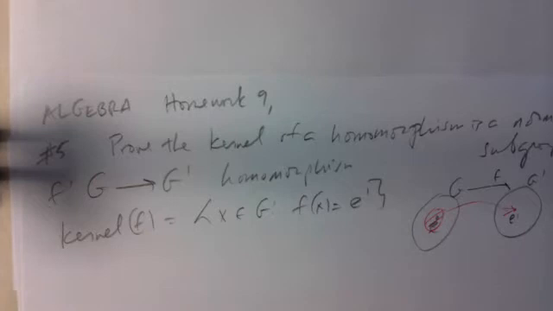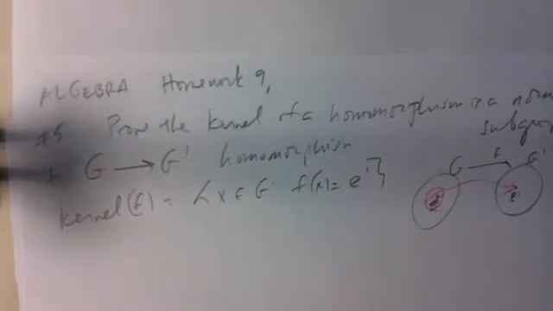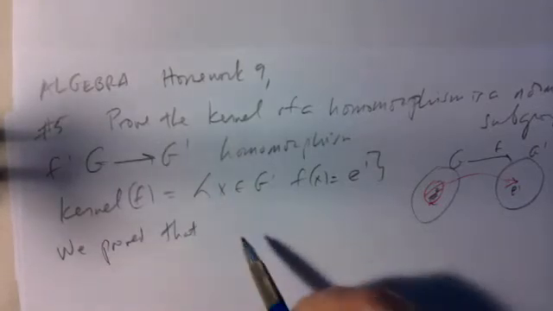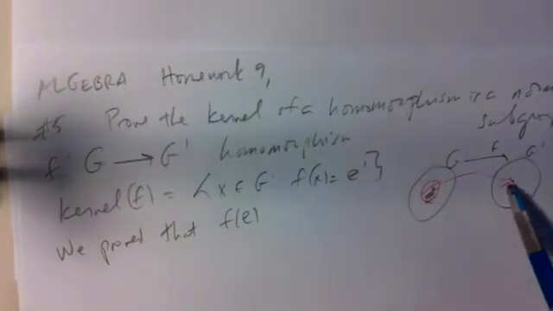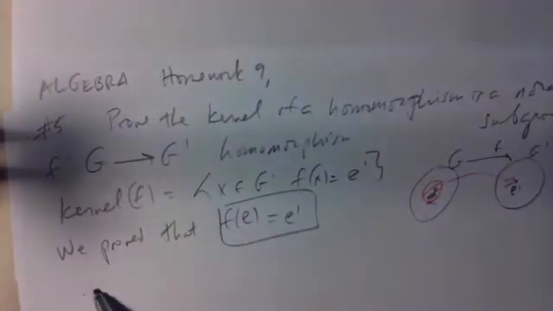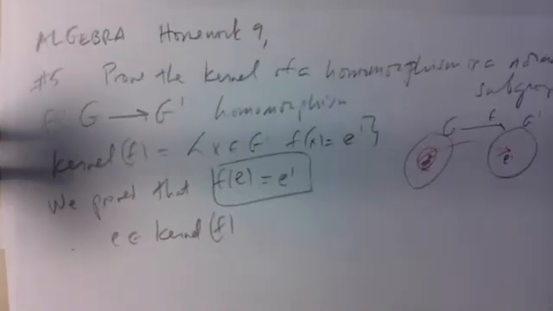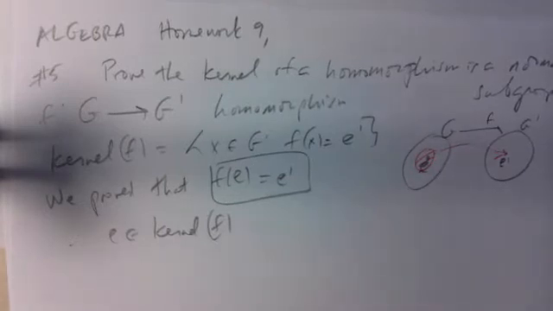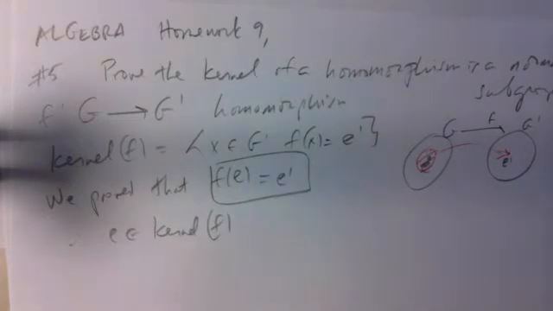So a homomorphism doesn't have to be one-to-one. There can be more than one element. But we also know that the following is true. So we proved that the identity in G is always mapped to the identity in G prime. So that f of E equals E prime. So therefore, E is always in the kernel of f. Okay. Any questions about anything? Just interrupt me at any time. No. So we're going to do this in 2 steps.